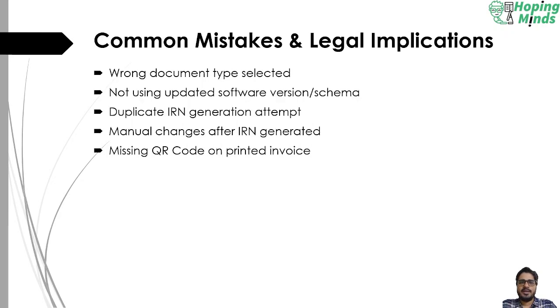So moving ahead, what are the common mistakes and what are the legal implications? Wrong document type selected at the time of generating e-invoice, then not using updated software or updated version of schema, then duplicate IRN generation attempt also leads to non-validation of the invoices. Then manual changes after IRN is generated, at the time of verification there will be a mismatch, and missing QR code on the printed invoice also leads to invalidation of the e-invoice.